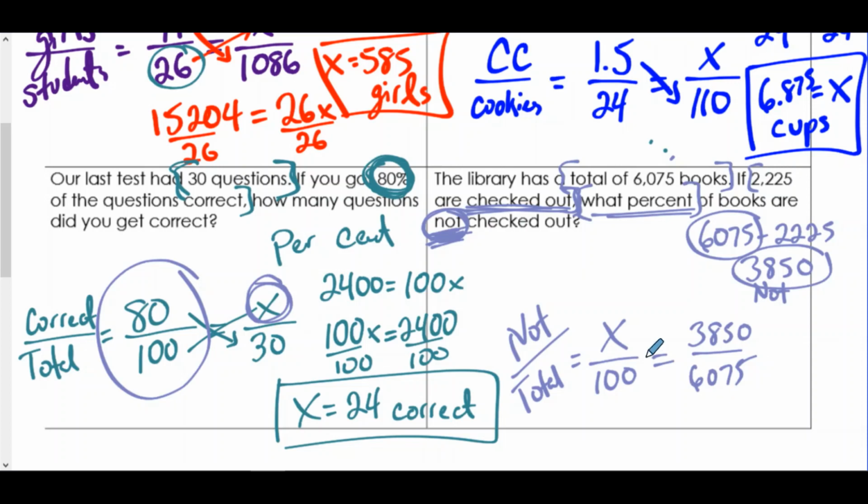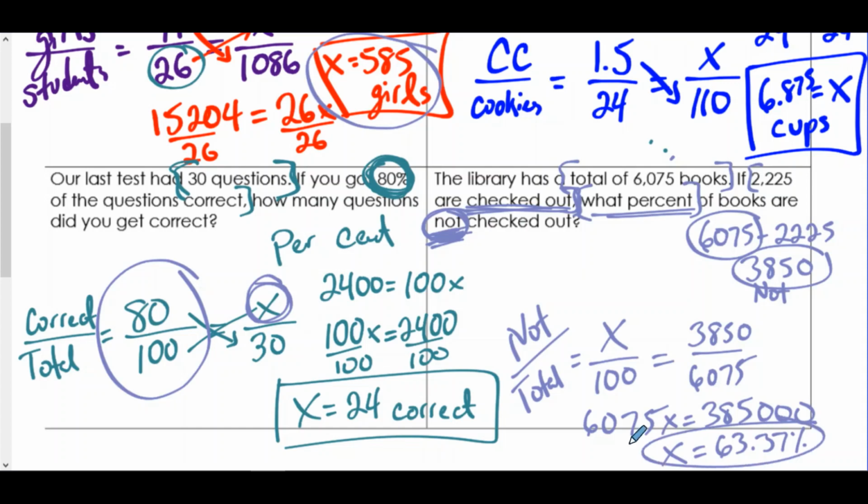And from there, it's just solving that proportion by cross multiplying. 6,075x equals 385,000. And one more step, we're going to divide by this 6,075. It'll cancel out on that side and give us that x equals, when you divide this by 6,075, you get 63.37. And it's not like this one where we're asked a number of people. This is a percentage. We're allowed to round that to a decimal, so I'm going to keep that as 63.37%.